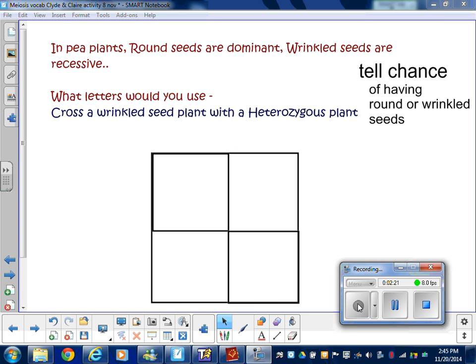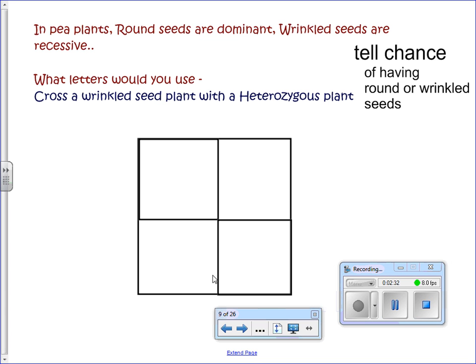The quiz will also have Punnett squares. Here's a sample Punnett square. Basic traits of Mendel's peas. Round seeds are dominant, wrinkled are recessive. Do the Punnett square. We choose the letter based on the dominant trait. So R would be the dominant, wrinkled would be recessive. Cross a wrinkled seed plant with a heterozygous. We know that hetero means different, so that'd be big R, little r. A wrinkled seed is showing the recessive, so it must have little r, little r.